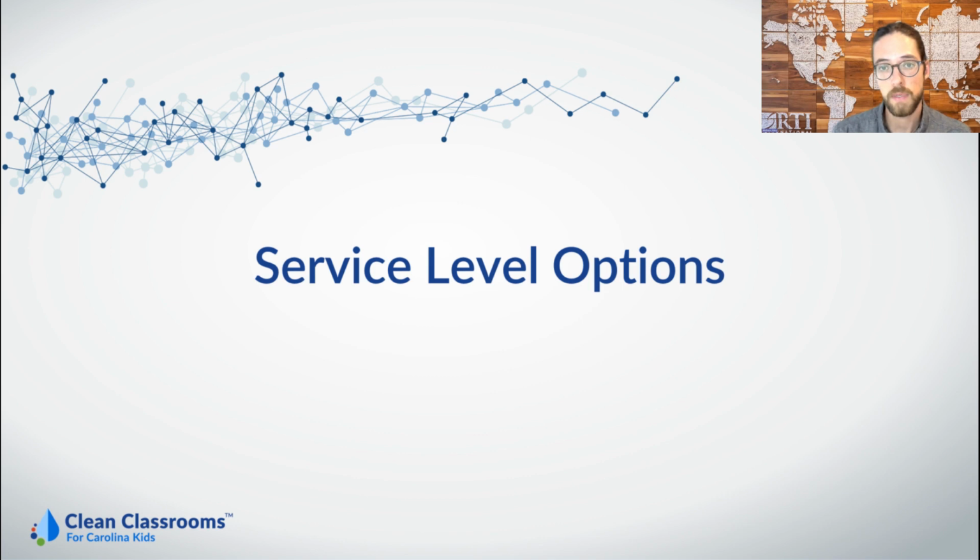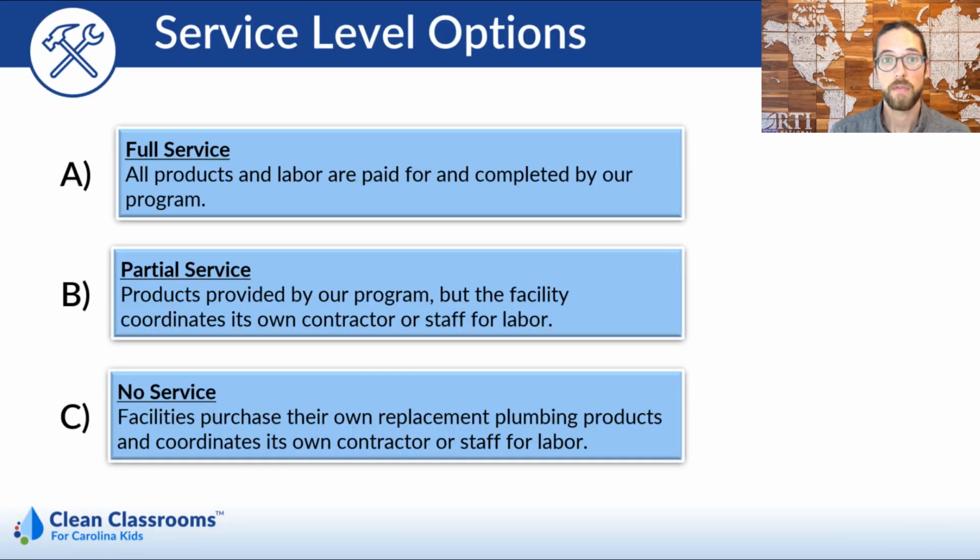Now, let's move on to the options available to facilities for completing the required mitigation process for taps with exceedances above 10 parts per billion. There are 3 options available for facilities: full service, partial service, or no service. Full service means that all replacement plumbing products and installation of those products are paid for and completed by the program. This is possible through state funding, which is available to support mitigating drinking and cooking taps with lead at or above the state action level.